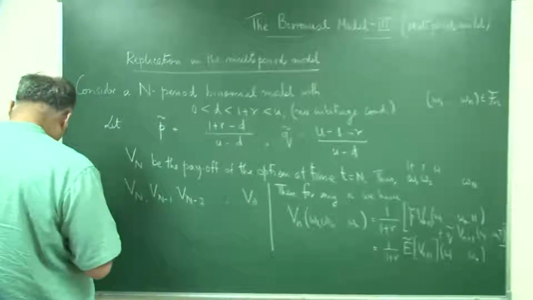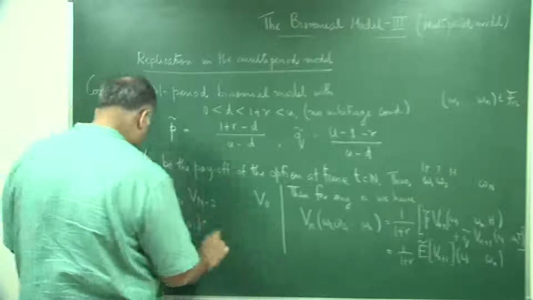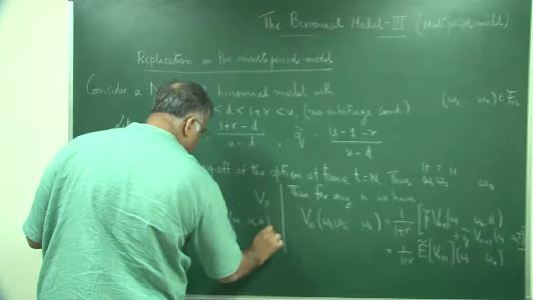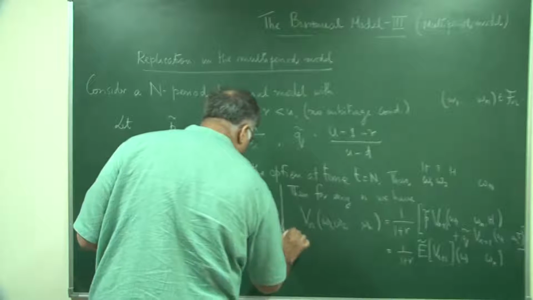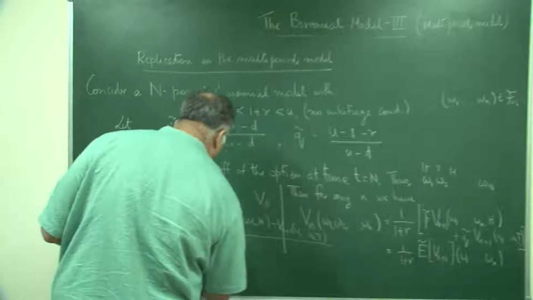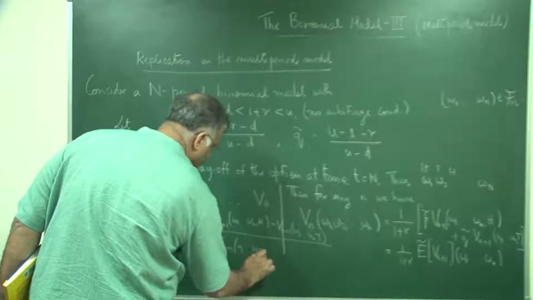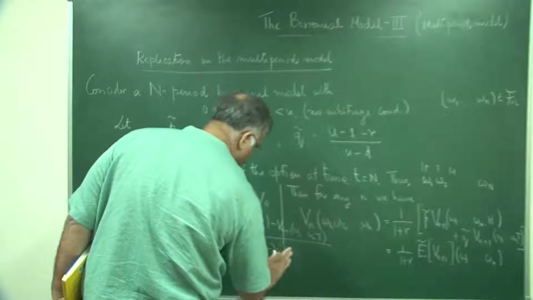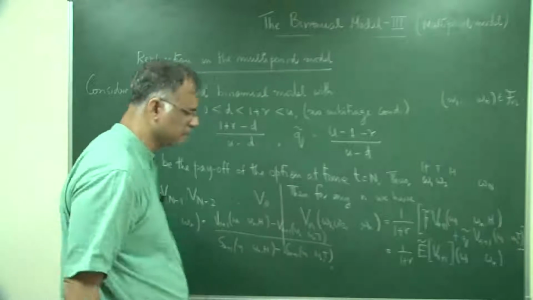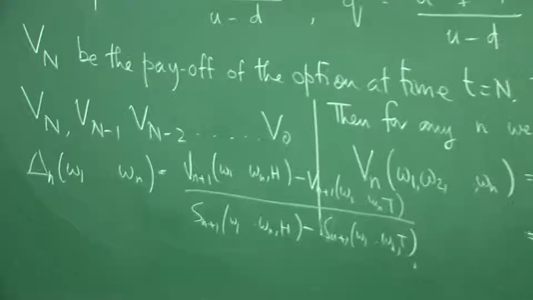Delta n is computed in a very similar way. So, if you know this has occurred, then you will just have to write Vn plus 1 of omega 1 omega 2 omega n h minus Vn plus 1 of omega 1 omega 2 omega n t, divided by Sn plus 1 of omega 1 omega n h minus Sn plus 1 of omega 1 omega n t. This is what you are going to get.